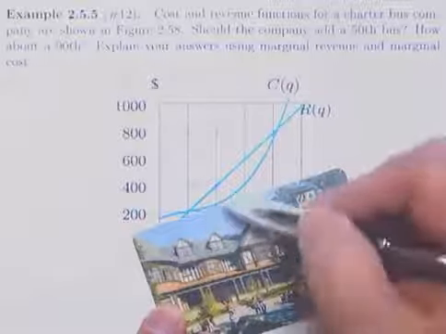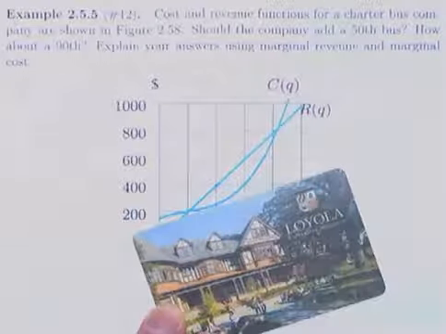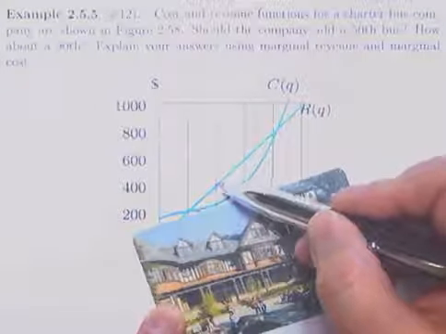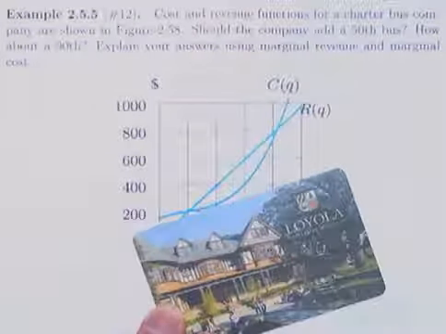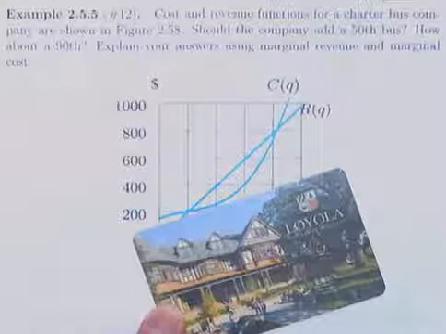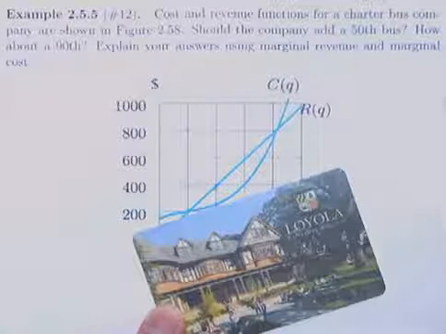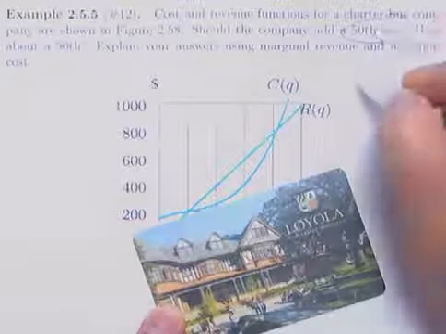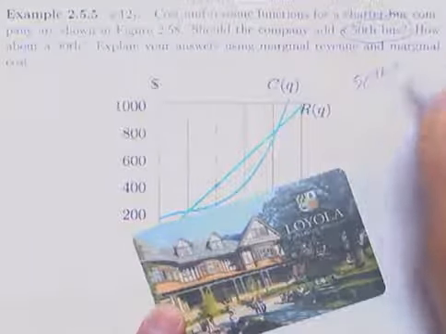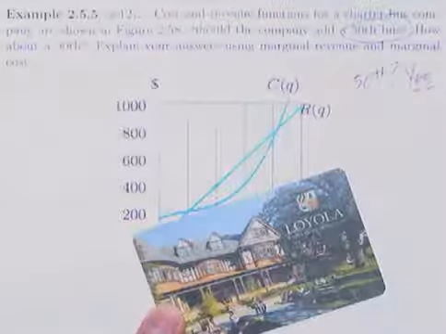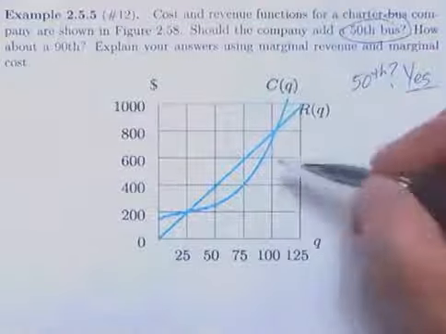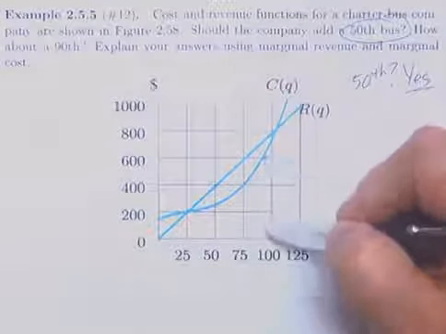And so that means by adding a 50th bus, the additional revenue is going to be larger than our additional cost. So we're going to make even more of a profit by adding a 50th bus. So the answer we want is yes. And then we are asked the same thing about adding a 90th. So the 90th is right around here.